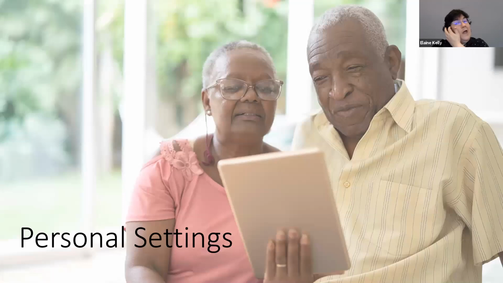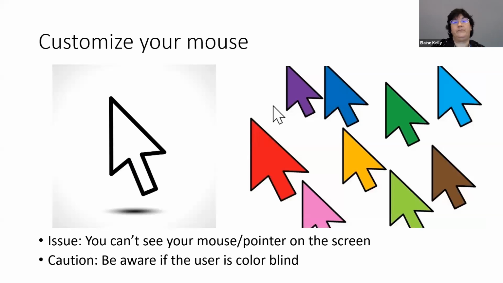Okay, so now we're going to go into your personal settings. And the first thing we want to look at is the mouse cursor or pointer, however you want to call it. By default it is an arrow, black outline, white fill. You can change it to any of the options that you see there on the right-hand side, where you can enlarge the size of it so it becomes a lot larger on your screen, as well as fill it with different colors.